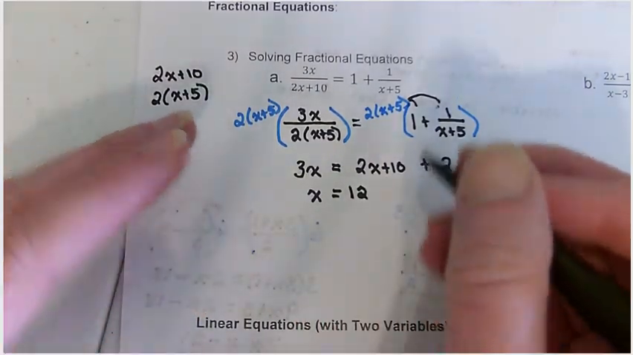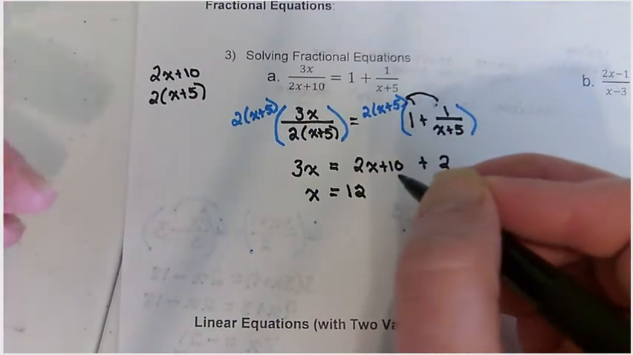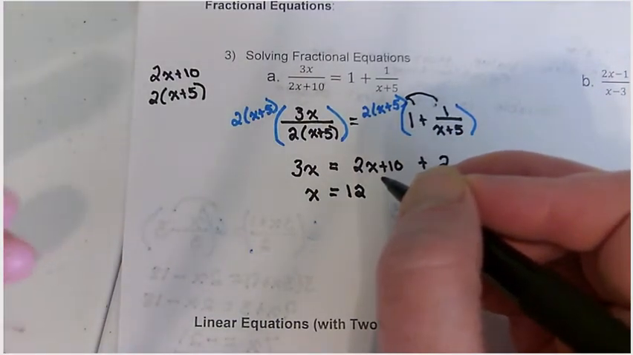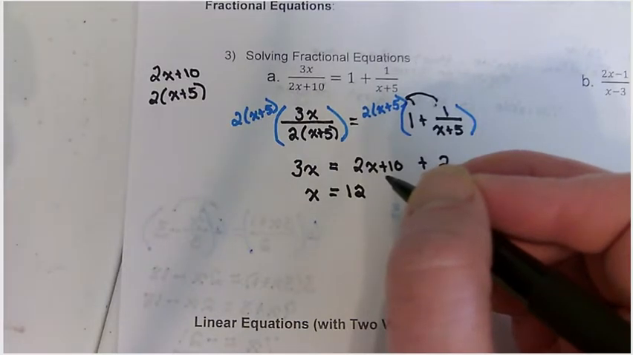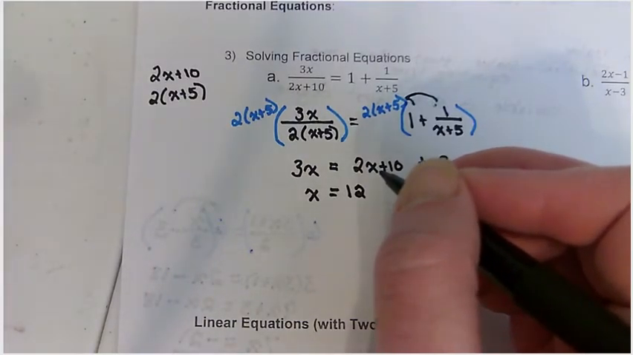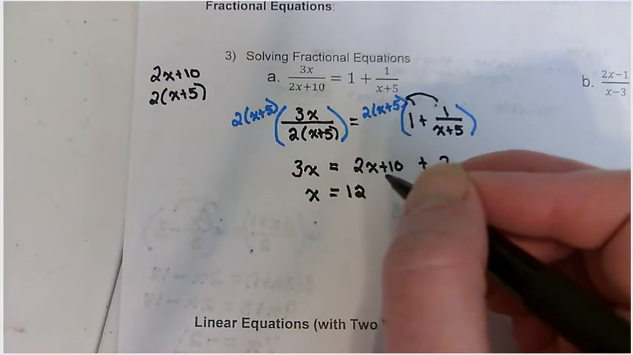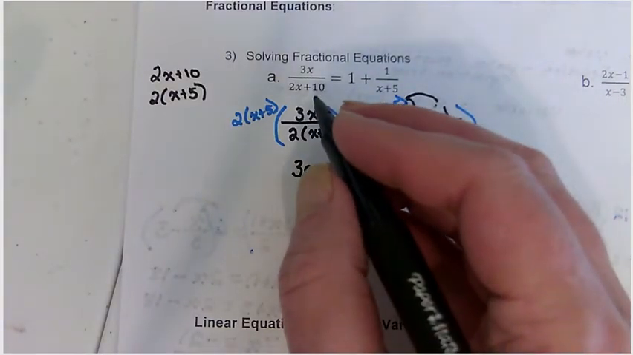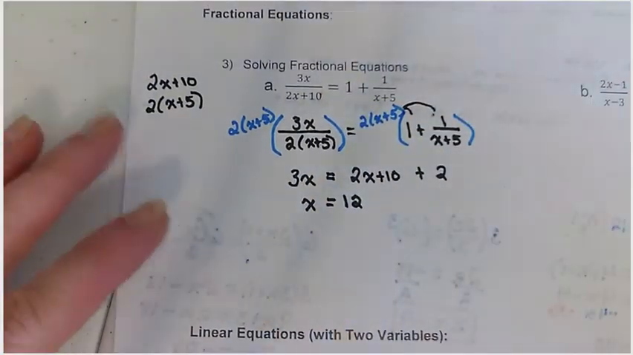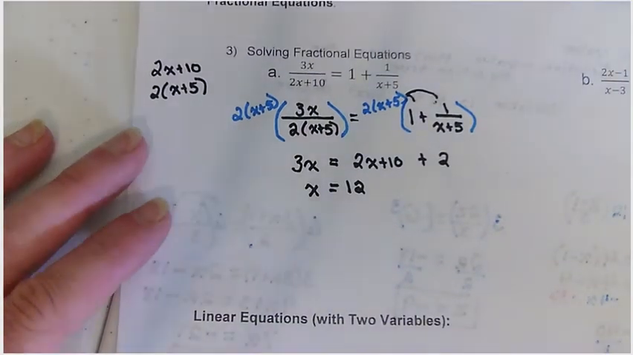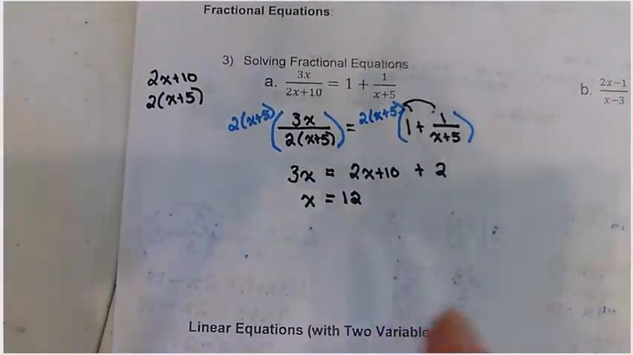Now, when we have fractions and the variables are in the denominator, it's actually super important to check our answers. There is something very, very bad that can happen when we have a fraction. We can never divide by 0. Never, ever, ever divide by 0. So I want to make sure that if I plug in 12, I do not get a 0 in the denominator. So I'm just going to double check it real quick.